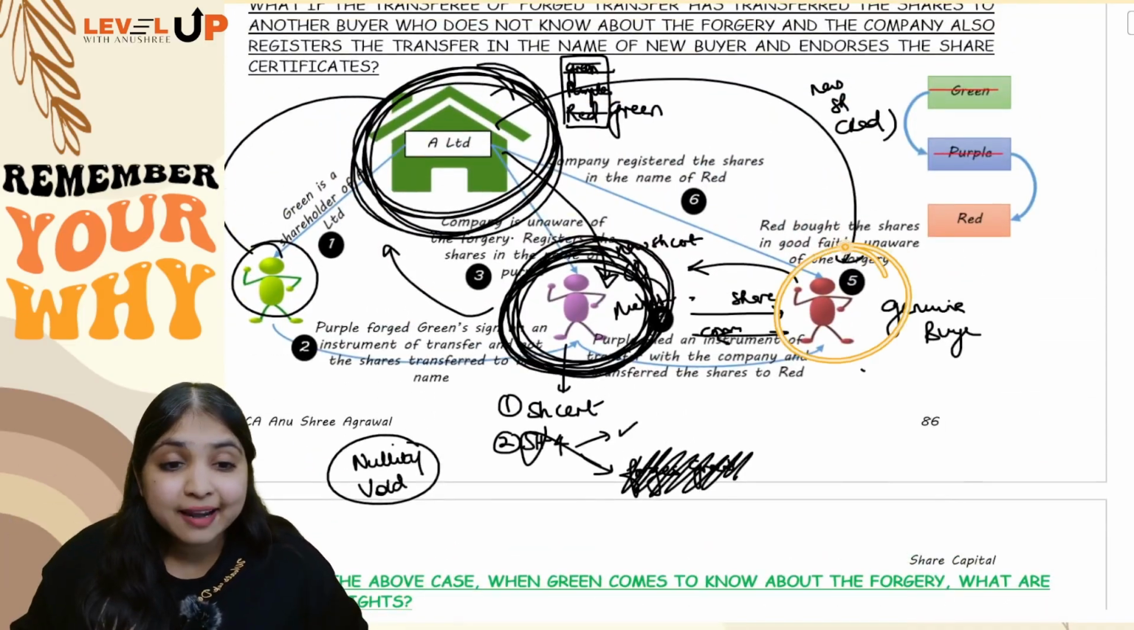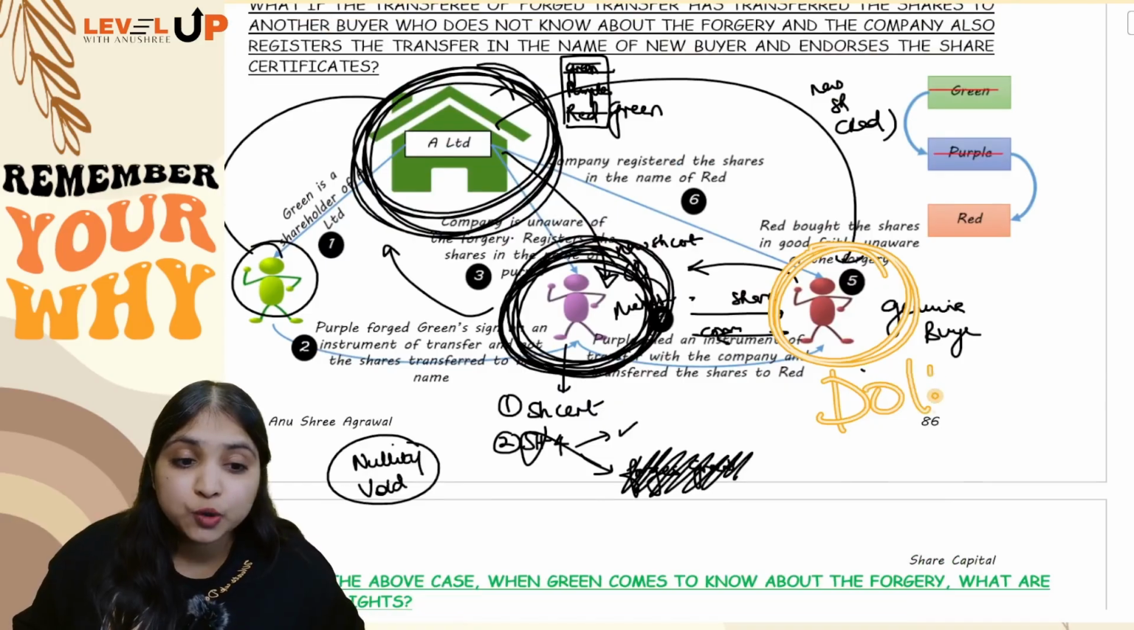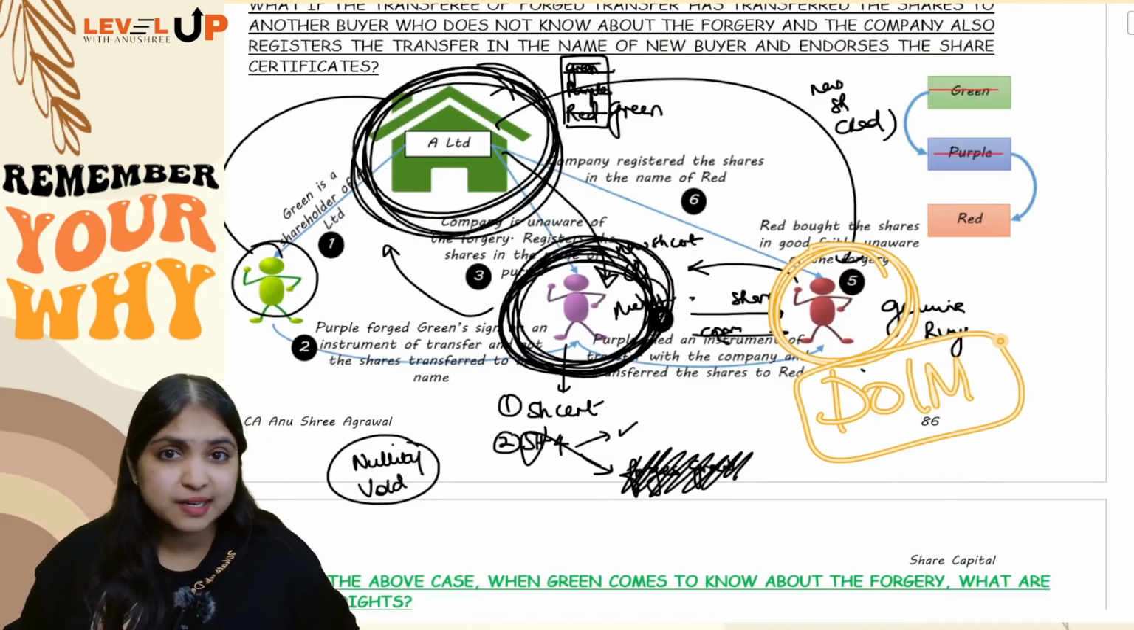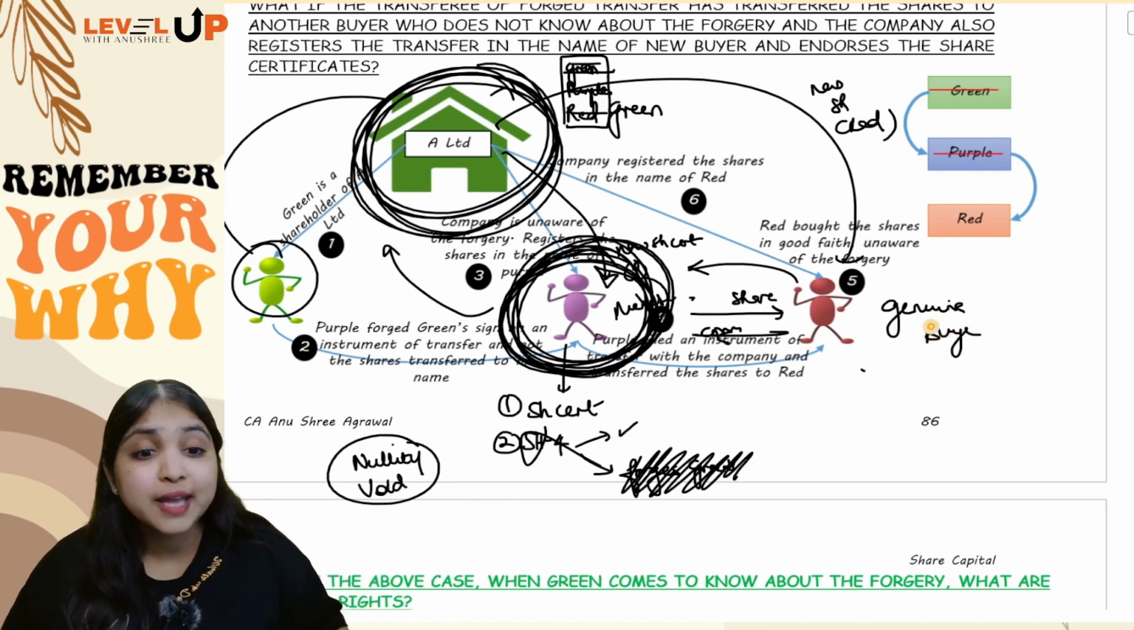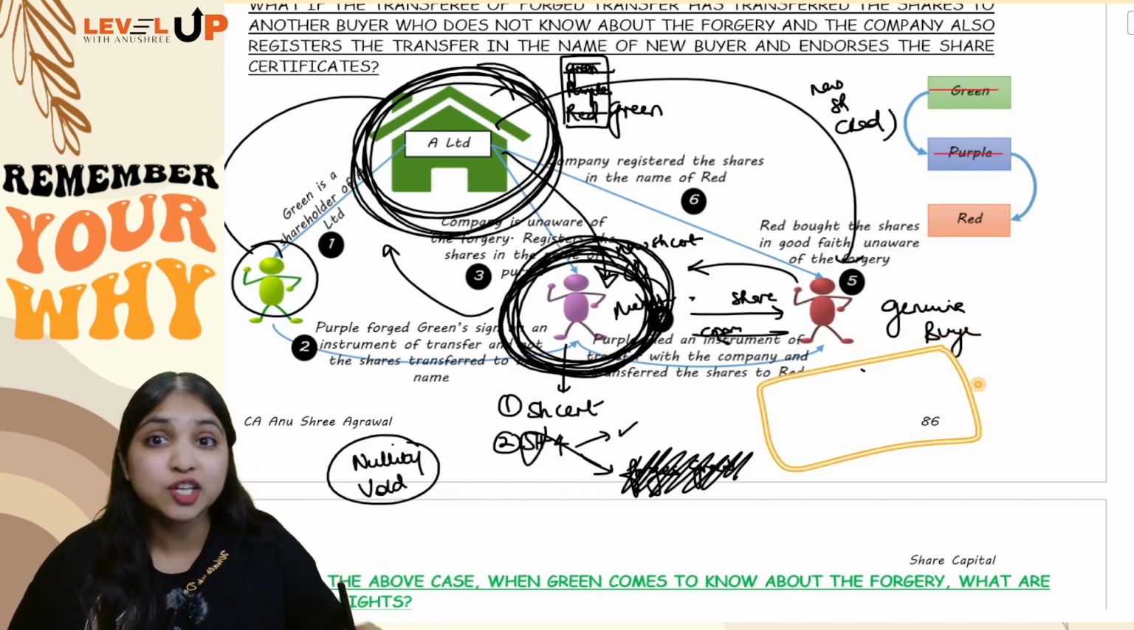And by the way, can Red take protection under doctrine of indoor management? Doctrine of indoor management says, outsider, you can assume all internal rules are fulfilled. So can Red take protection under doctrine of indoor management? No.